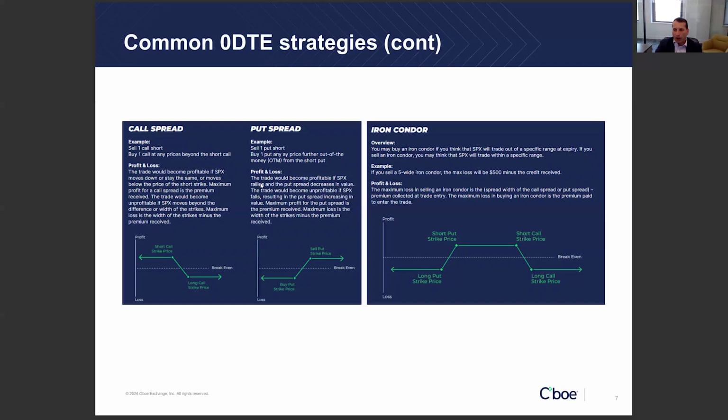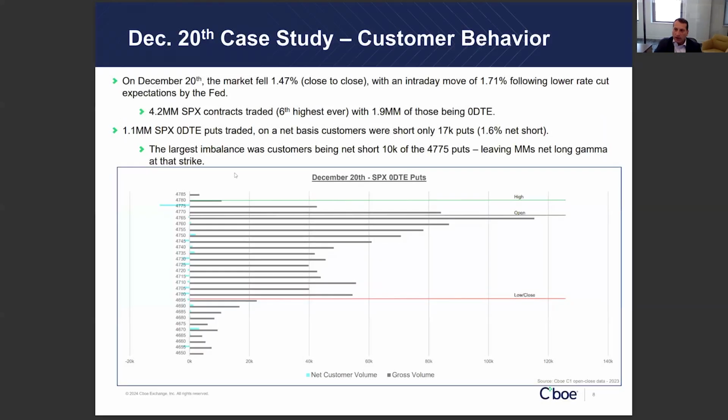Iron condor, I mentioned it before, is just a short call spread and a short put spread together. Obviously the stock can go against you either way, but you're collecting on both the call and the put spread, right? And again, max loss is the width minus the credit received, right? And again, you'll be able to take a look at the slides later on.